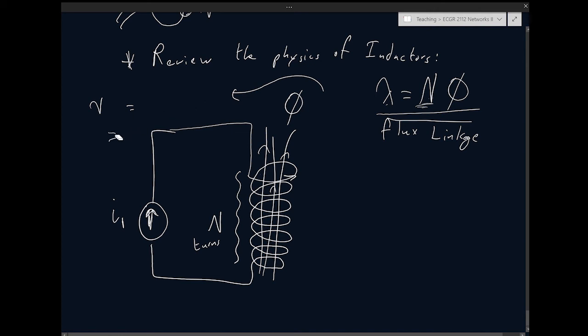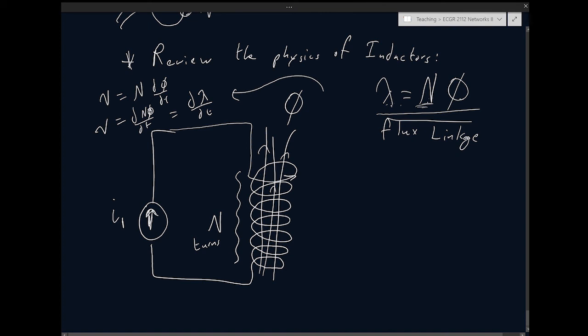So let me state it another way. The voltage due to one loop is d phi by dt. But because I have n loops in series, I just sum the voltages up to get the total voltage, and I just take the n inside. So I end up with d n phi over dt, and I call n phi the flux linkage. That's where the flux linkage comes from. It's n times phi, such that when I differentiate lambda, I get the total voltage across the coil.